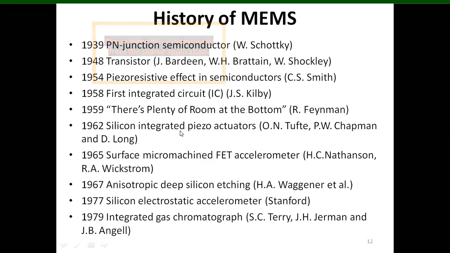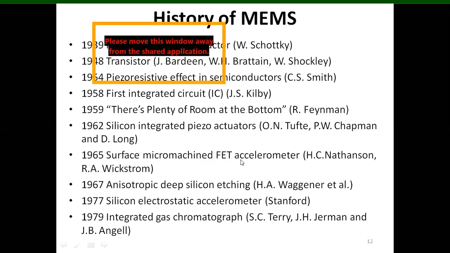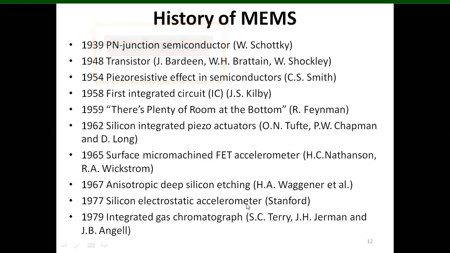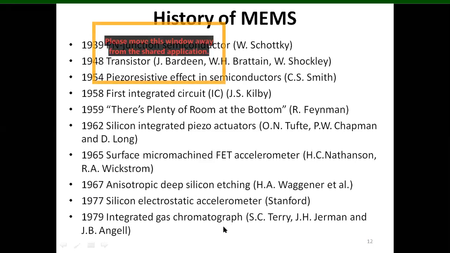1962, silicon integrated piezo actuators. 1965, surface micromachined field effect transistor type accelerometer was invented. 1967, anisotropic deep silicon etching was introduced for MEMS fabrication. 1977, silicon electrostatic accelerometer was introduced to the market by Stanford. 1979, integrated gas chromatograph was produced.